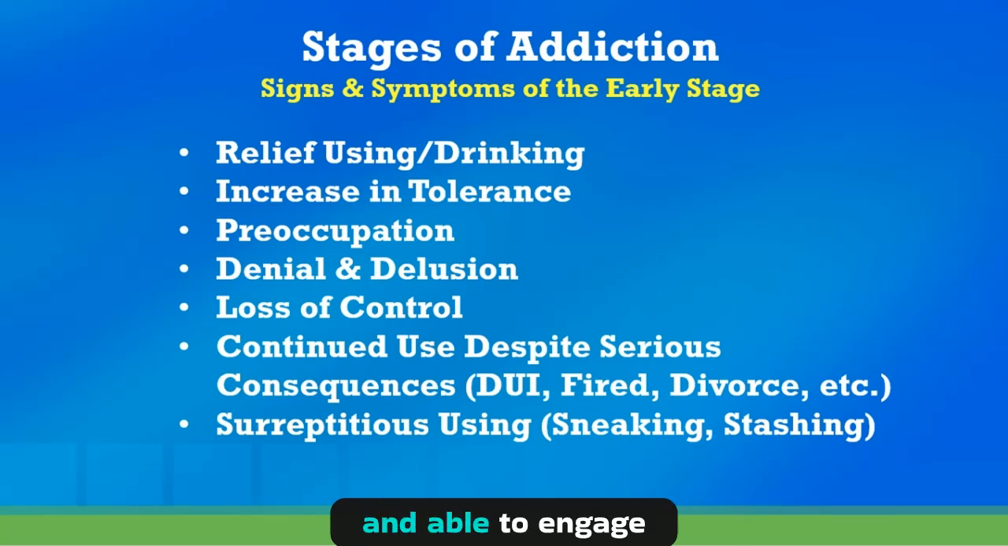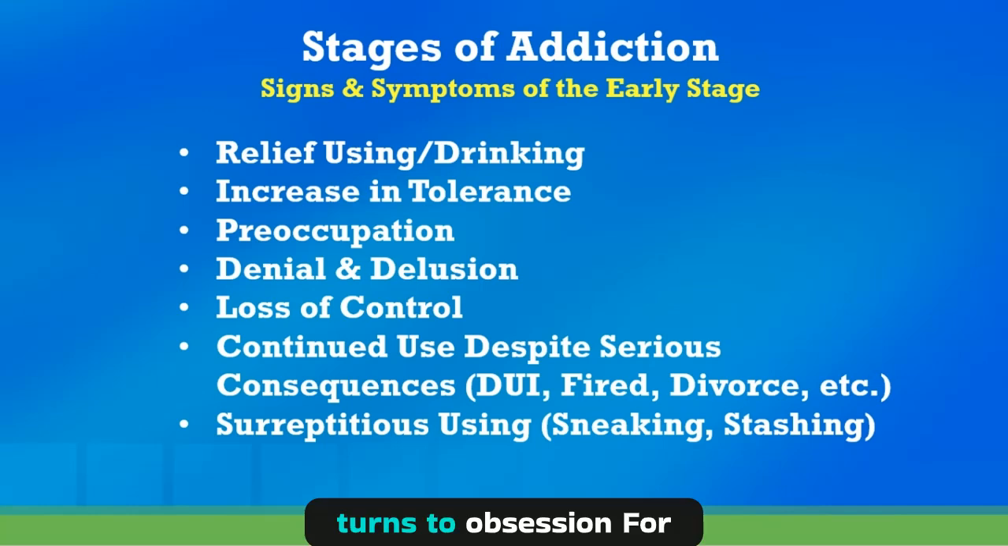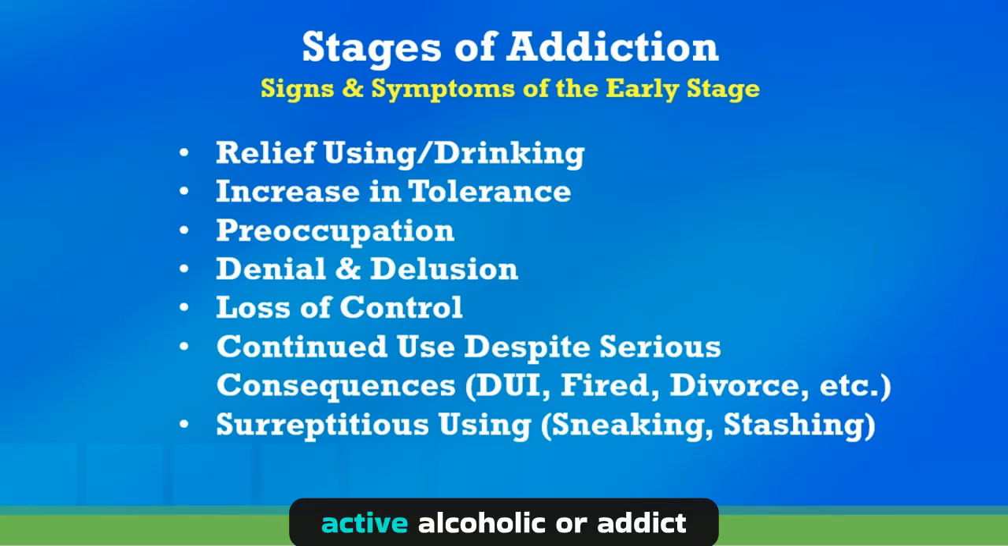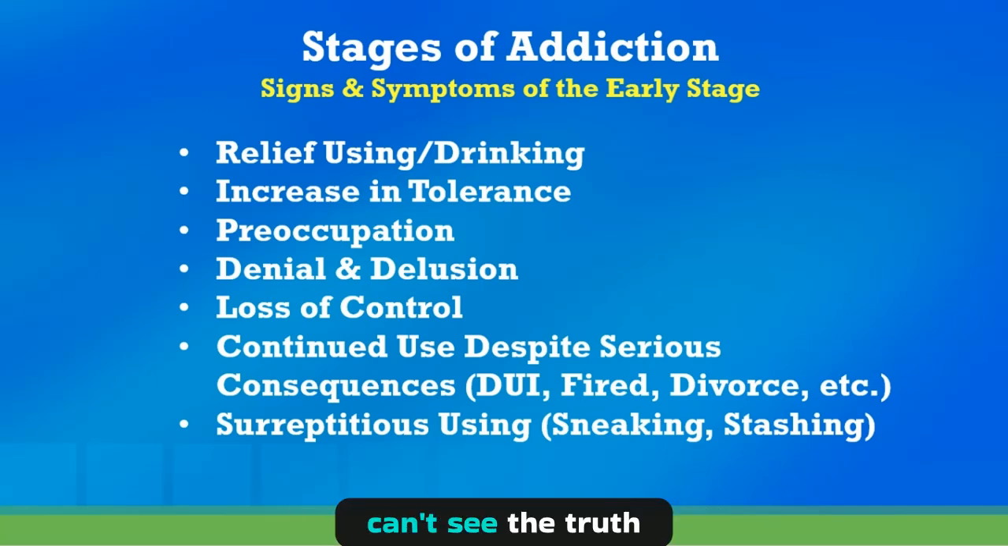I'll be off work and able to engage in the addictive behavior. Later, in the late stages of addiction, preoccupation turns to obsession. For addiction to flourish and grow, there also needs to be a system of denial, which creates a world of delusion that the addict and even family members can get caught up in. And denial can get pretty strong, and the delusion can take over, and there is no getting through to an active alcoholic or addict of sorts because they can't see the truth of their addictive behavior.